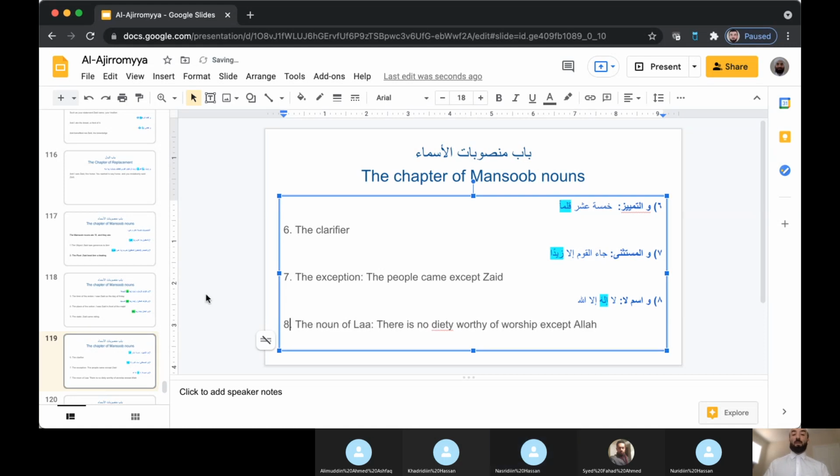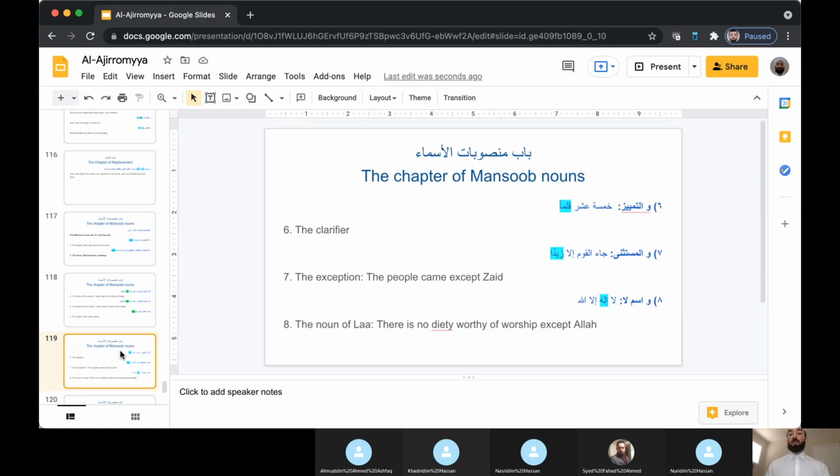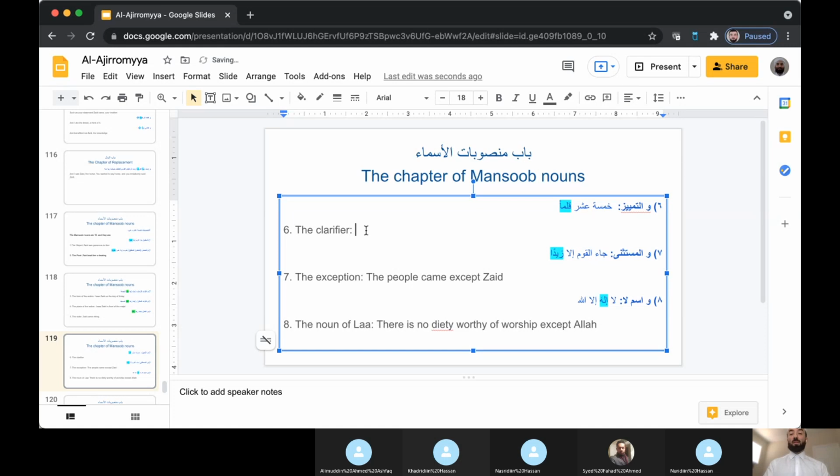And then the sixth one was the tamiz, the clarifier. Basically, it clarified something for us, the number. So you say 15 pens. Pens are clarifying 15 for us. What is 15 referring to? What are the units of 15? And then the seventh one was the exception, like the people came except Zaid. The exception is also mansub in certain scenarios. And the last one we talked about was the noun that comes after la, and that noun is always mansub.